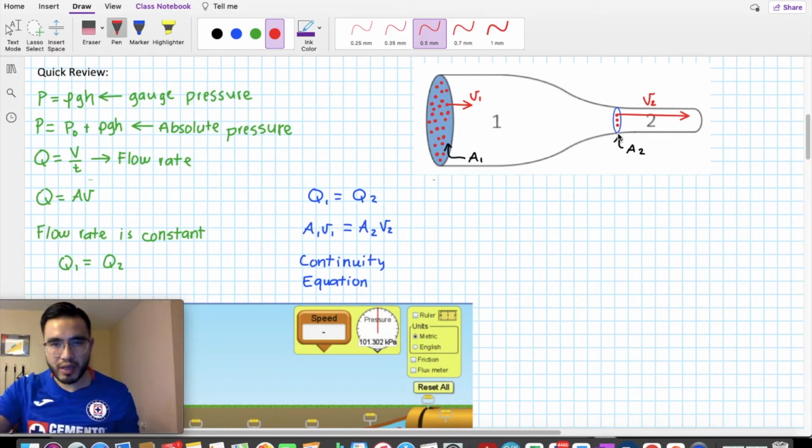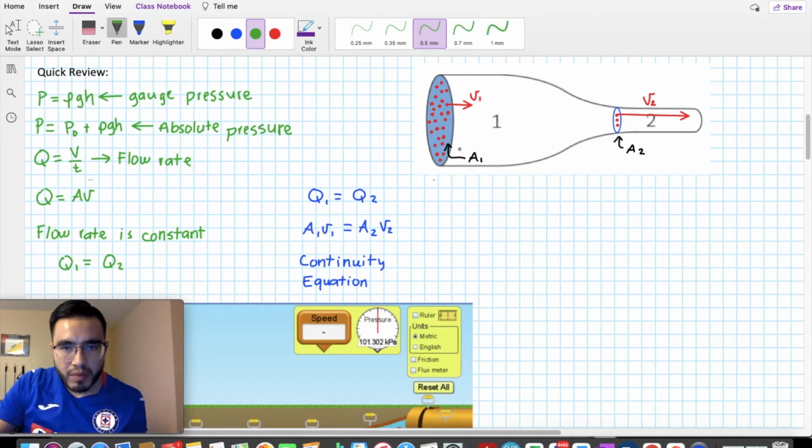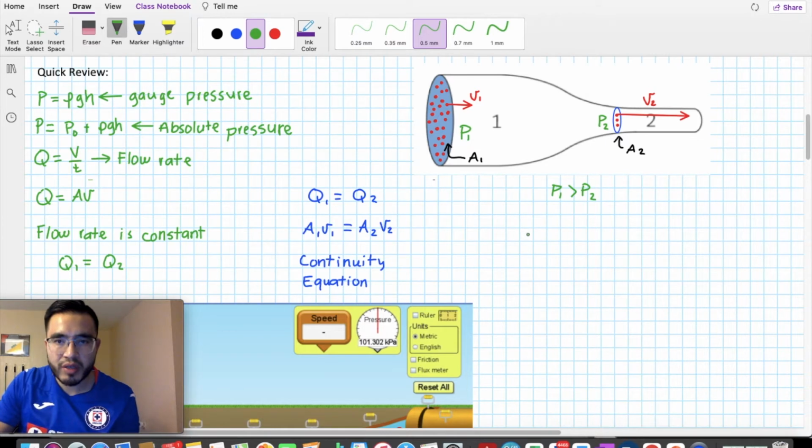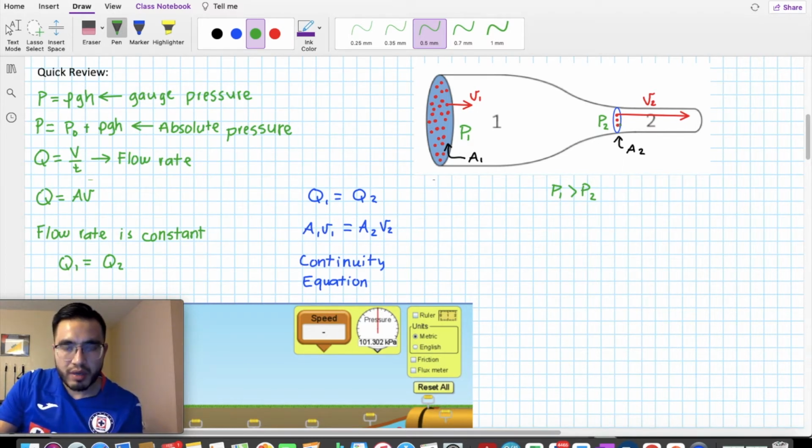And that's why over here, section 1, let's call it pressure 1, and over here, let's call it pressure 2. Well, pressure 1 is greater than pressure 2. There's a higher concentration of molecules, fluid molecules. There's a larger concentration of fluid, and it has to move slower, right? And this is a smaller area, smaller concentration, therefore higher speed.